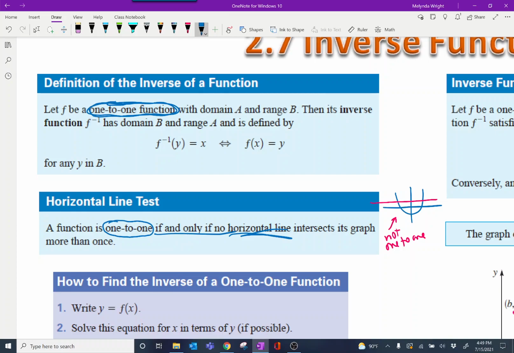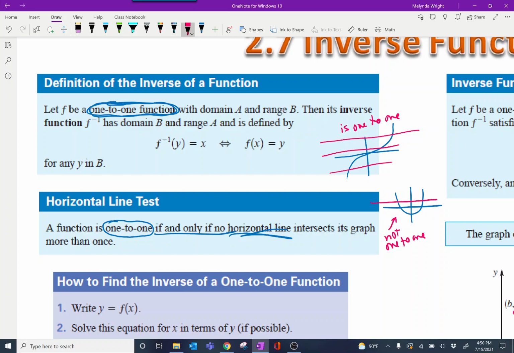An example of one that is one-to-one, let's look at this function. This function is one-to-one because I can draw horizontal lines anywhere and they only intersect the function one time. So this one is one-to-one.